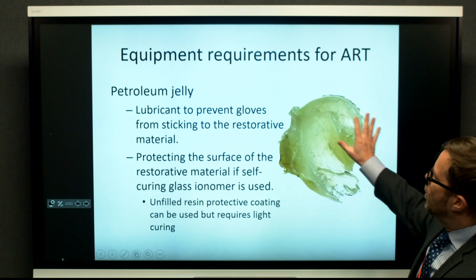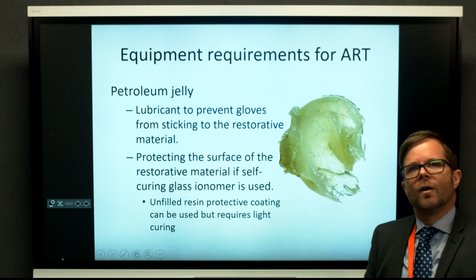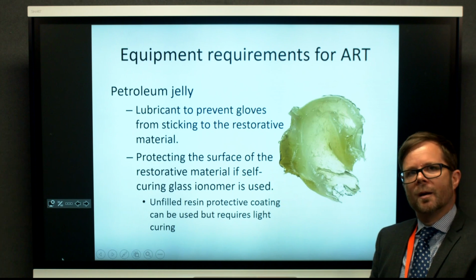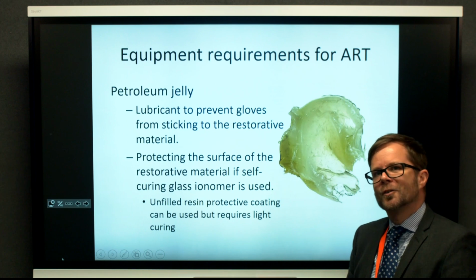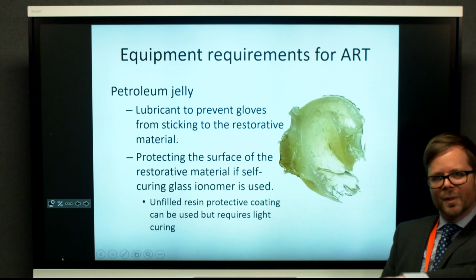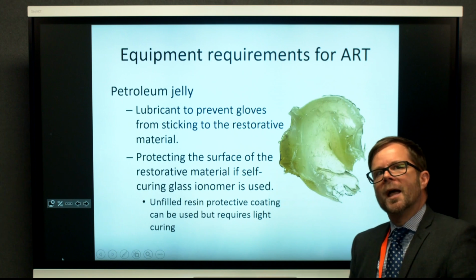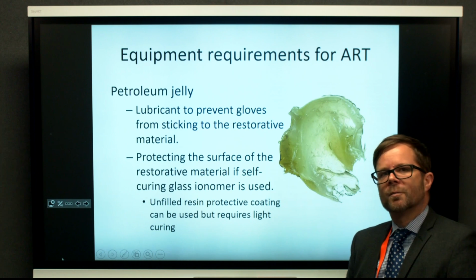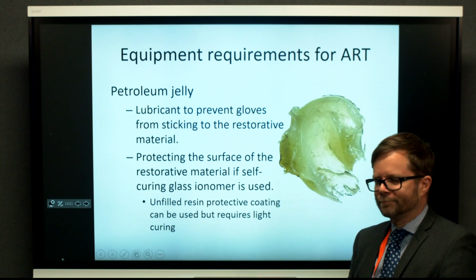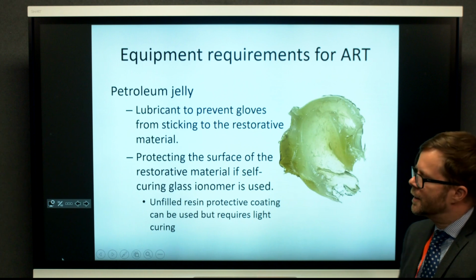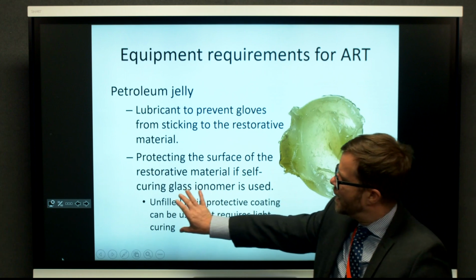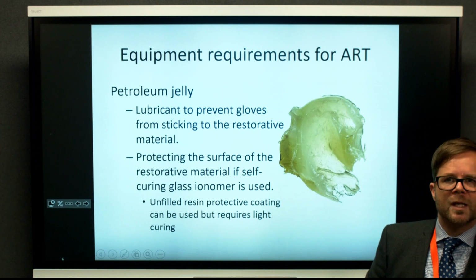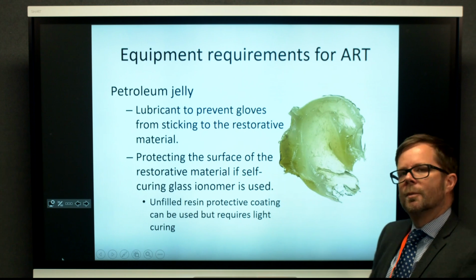And of course we might want, if we're working in the field, the smear of petroleum jelly as a lubricant. We can use it if we are using the so-called thumb technique to place the restoration. And also it will protect the GIC to a certain degree after we've placed it whilst the setting continues. But if we're in a clinic where we have access to a bonding agent, for example, it's preferable to use the bonding agent.